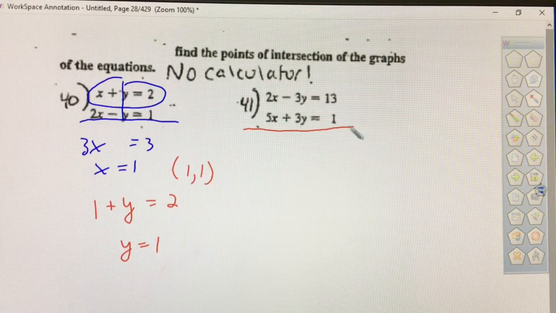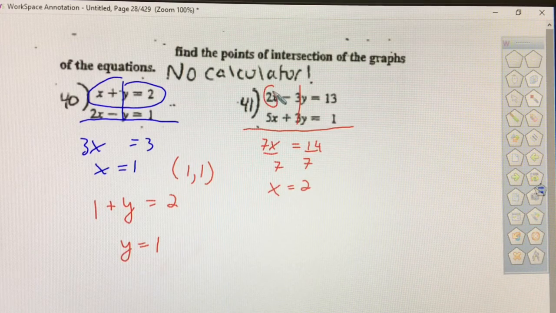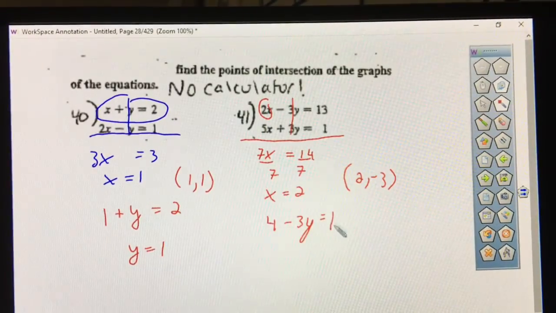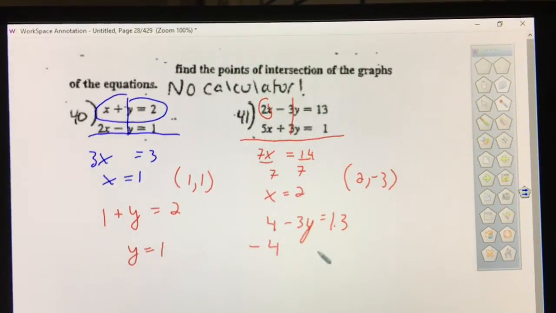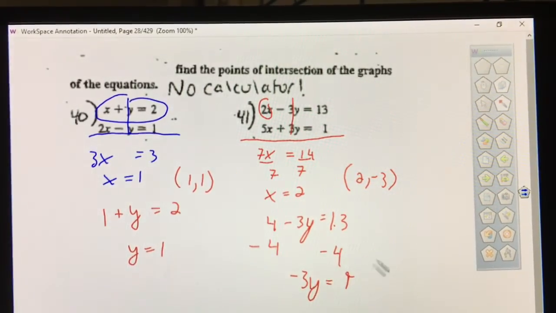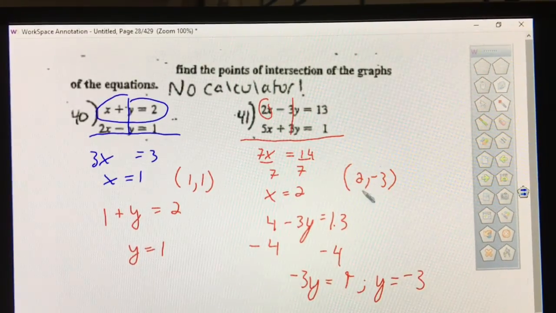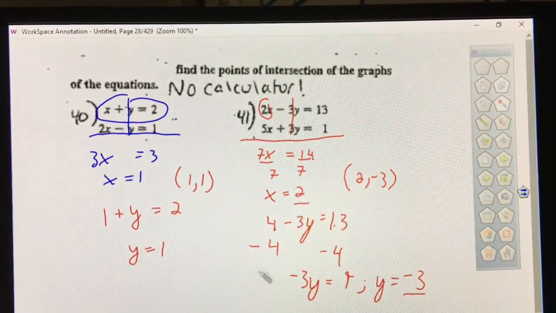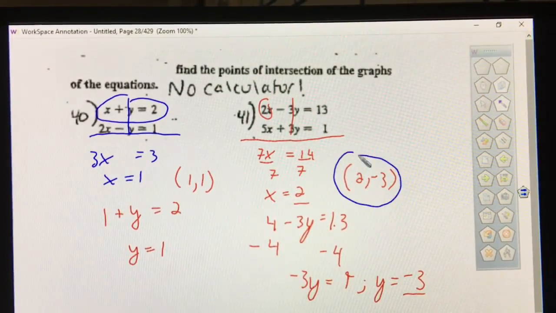Use elimination for this one as well. It's going to give me 7x. Eliminates equals 14. That's going to give me x equals 2. I take that 2, I plug it back into one of these, I'm going to plug it in there. 2 times 2 is 4 minus 3y. So here's my 13. Subtract 4 from both sides. That's going to give me negative 3y equals 9. When I solve that, I get y equals negative 3. And there's my solution. X equals 2, y equals negative 3. So 2, negative 3 is the solution.